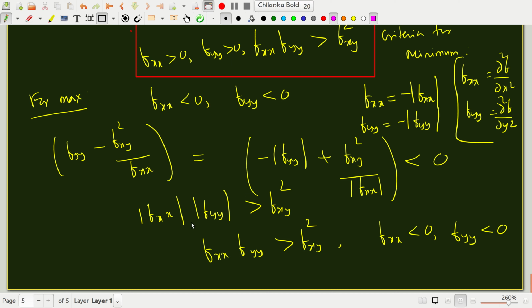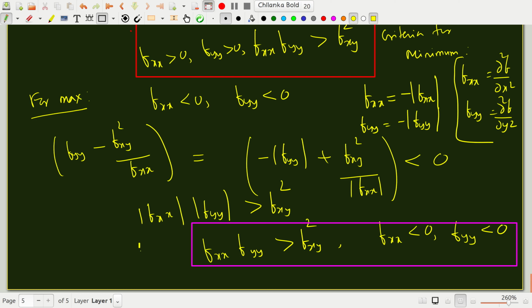The conditions for maximum and minimum are slightly different. This is common in both cases, whereas for a maximum, partial squared f by partial x squared and partial squared f by partial y squared should be less than 0. For a minimum it's the opposite. So this is the condition for maximizing a function of two variables.